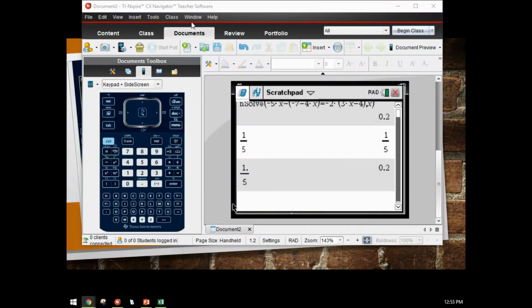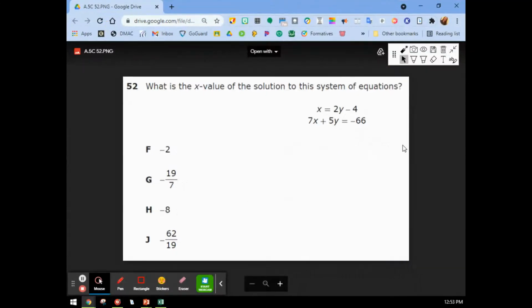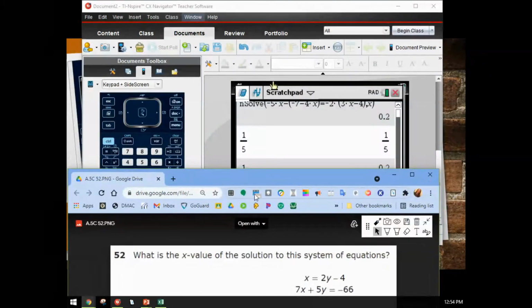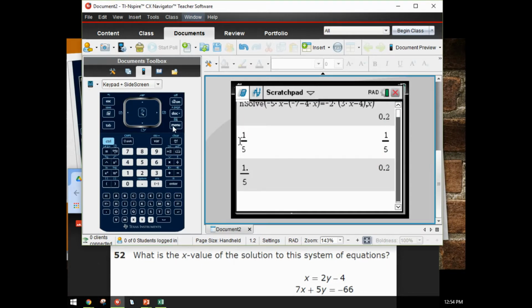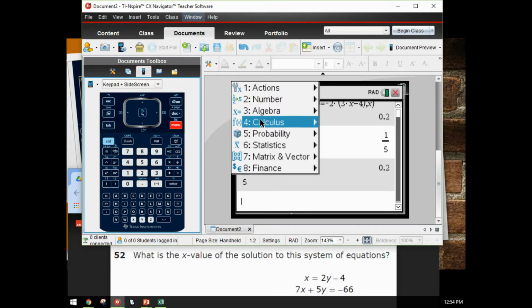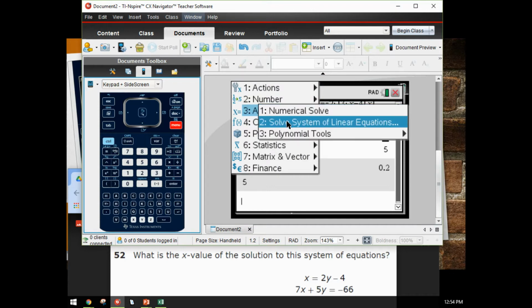Okay. So now, system of equations was the other one I wanted to let you have a practice on. Okay. So here's our system of equations that we want to solve. I'm going to put it down at the bottom again so I can see it. Now, where do we go to get to this solve system of equations thing again? Menu. Then where? Algebra. 2. Solve system of equations.